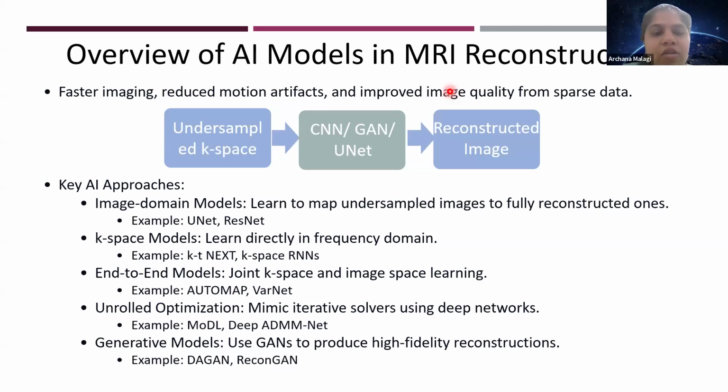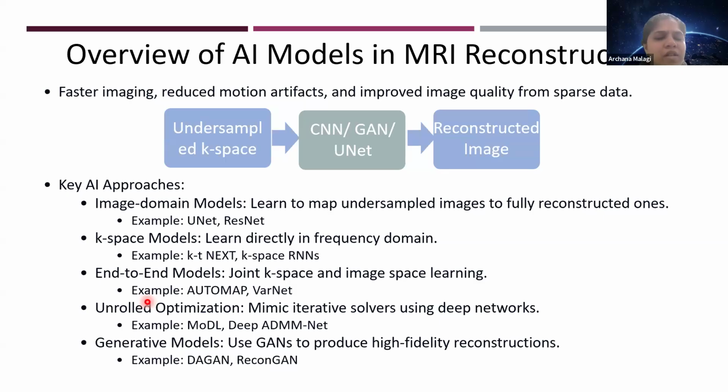There are different approaches, like you can give the image and then you will get an image. So the AI model works in the image domain as I showed before. And then there is the K-space model, where you use the Fourier transform and then you get a Fourier transform image. End to end is like both image as well as K-space. You can give any type of input to the AI and it will give you those images.